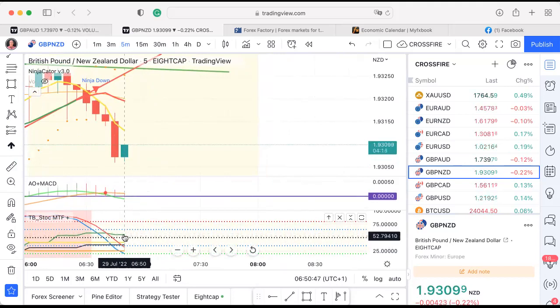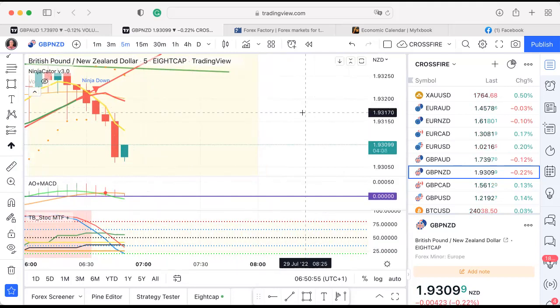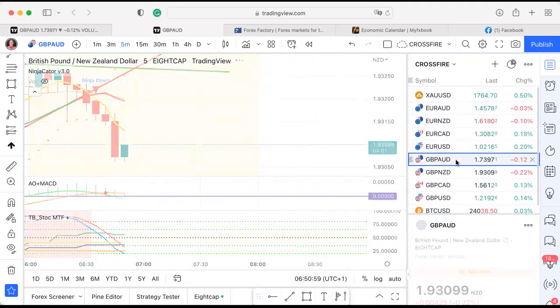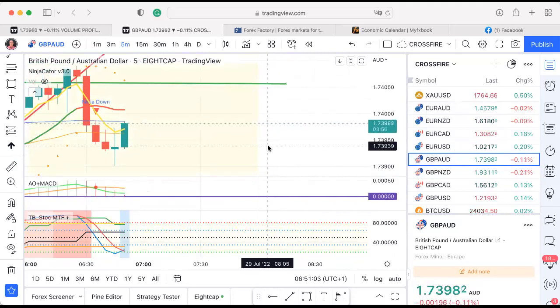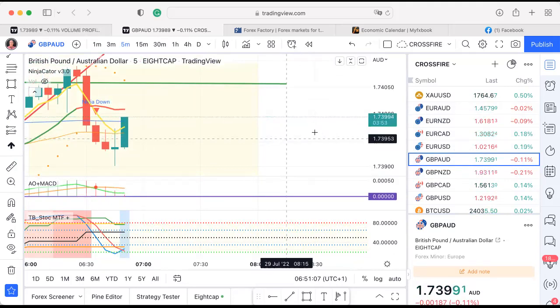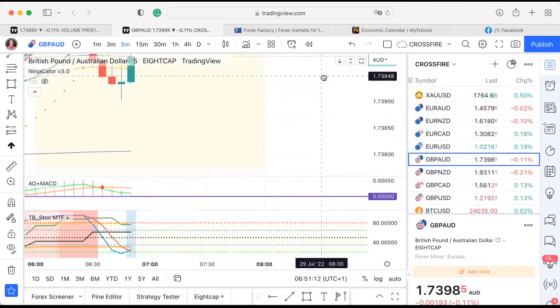The 15-minute is sort of leveling out. It was heading down, but it's leveling out. So maybe that's made its move for now. GBP AUD, that's decided it wants to go back up. And that was the one I was saying was my favorite.